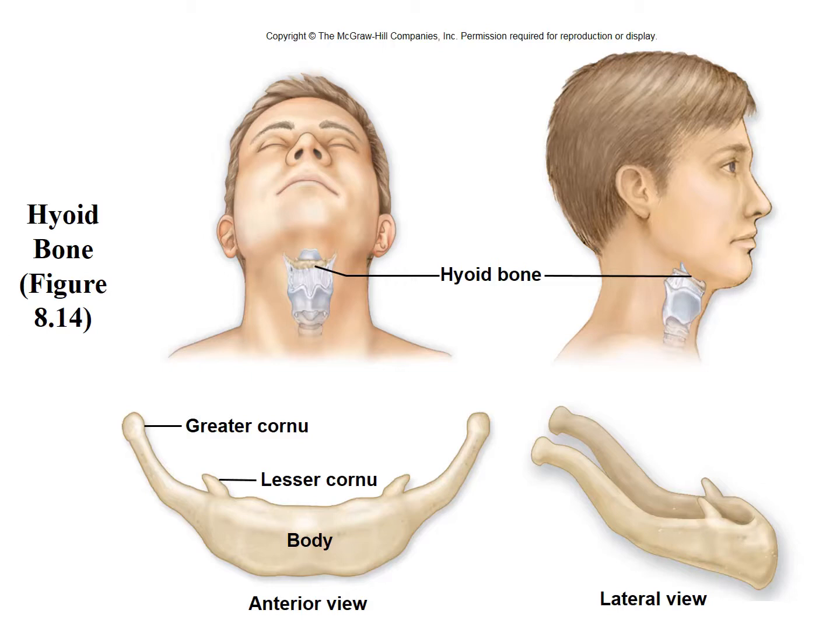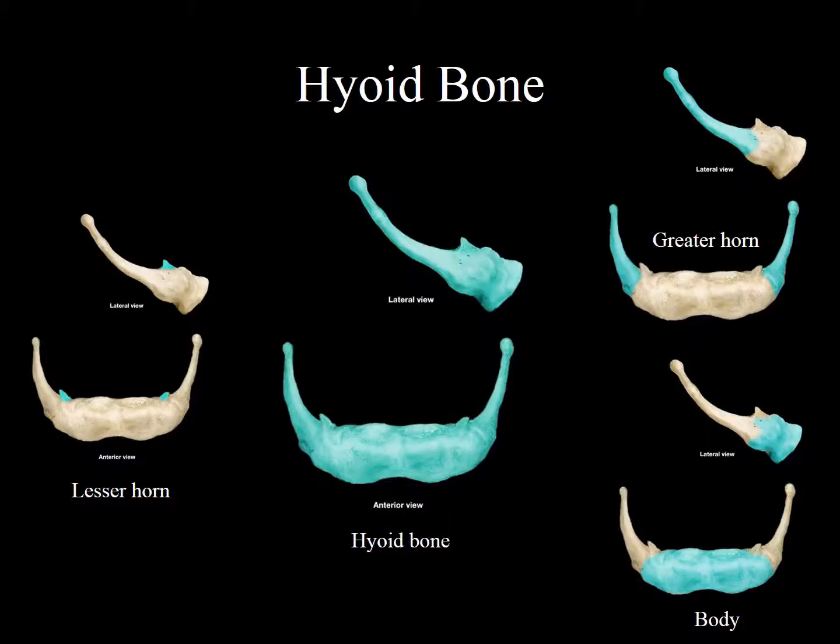landmarks. We have the greater cornu, or sometimes it's referred to as the greater horn. We also have the lesser cornu, which is also referred to as the lesser horn, and then the body of the hyoid. From a side view or lateral view, you could see that the greater horn creates this back leg here, and the lesser horn or cornu creates that little tooth-like appendage that sticks up. Again, for our purposes, we just need to know that it is the hyoid bone.